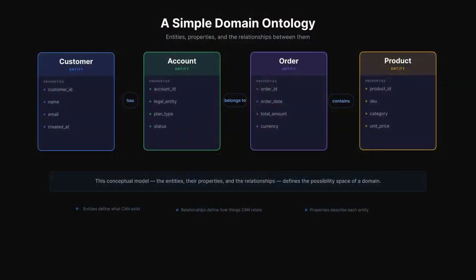Think about how a data architect designs a conceptual model. Before deciding on table structures or column types, they map out entities: customer, account, product, order, transaction. They then define the relationships. A customer has one or more accounts. An account belongs to one legal entity. An order contains one or more line items, each referencing a product. That conceptual model, the entities, their properties, and the relationships between them, is an ontology. It defines the possibility space of a domain: what can exist, and how things can relate.